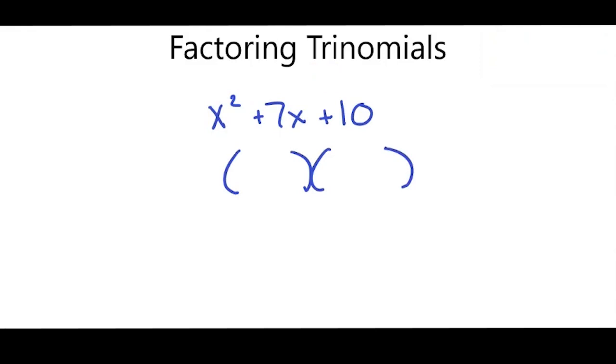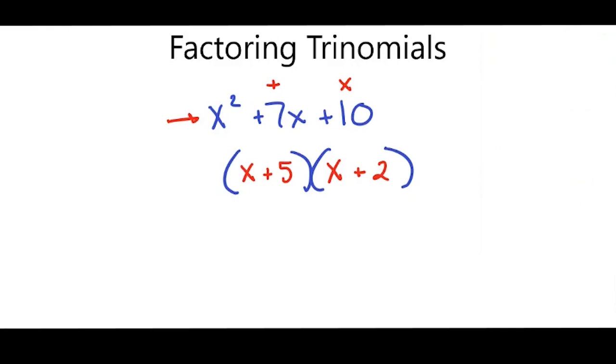So what I want to ask myself is what two numbers multiply together to be positive 10 and add together to be positive 7? Well, I know that two numbers that multiply to be 10 and add to be 7 are 5 and 2. And those numbers are positive 5 and positive 2. You'll also notice that there's an x squared here. So I want to put an x in each parenthesis.